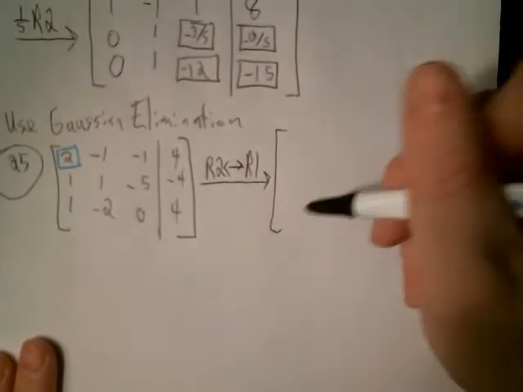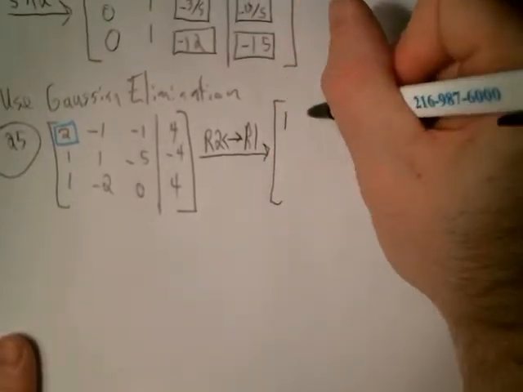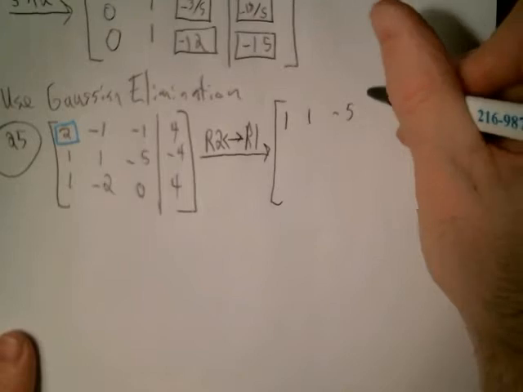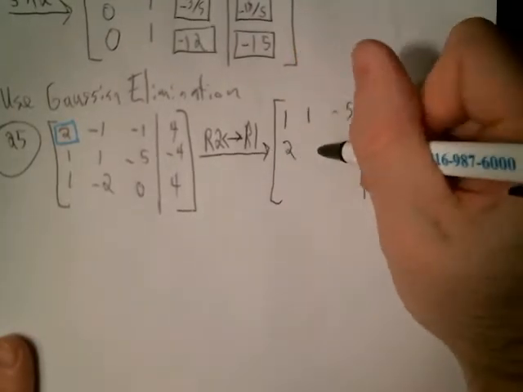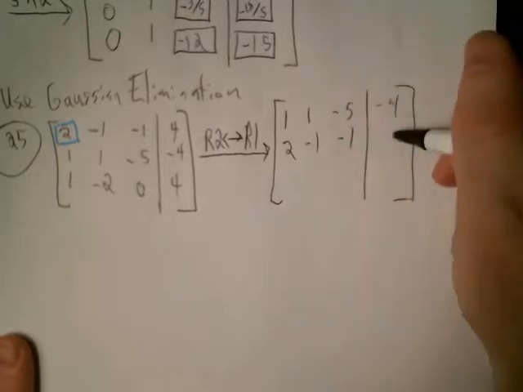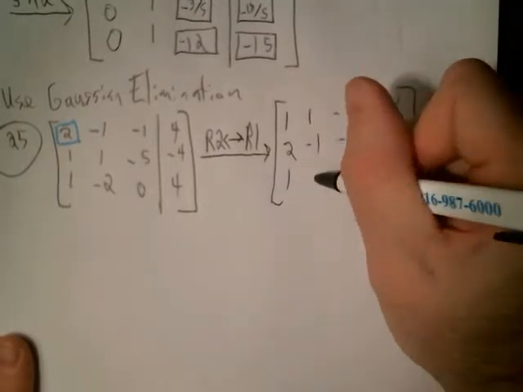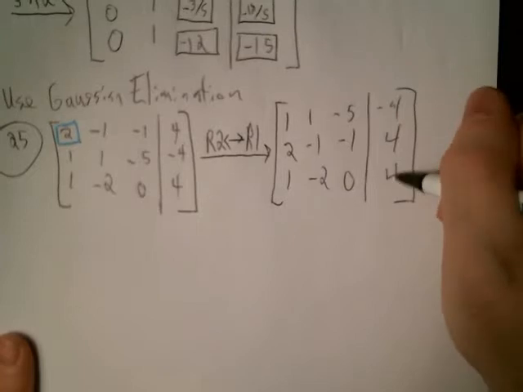And I'll have that 1 in that position I want. So 1, 1, negative 5, negative 4. And then here I have 2, negative 1, 4. And then 1, negative 2, 0, 4.